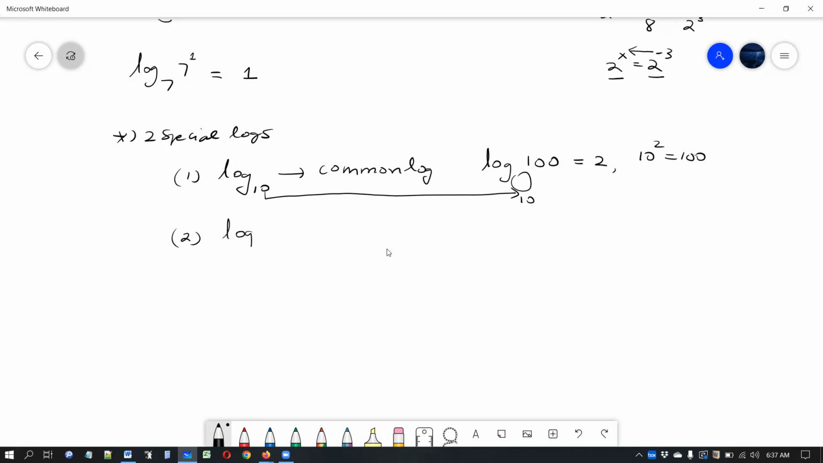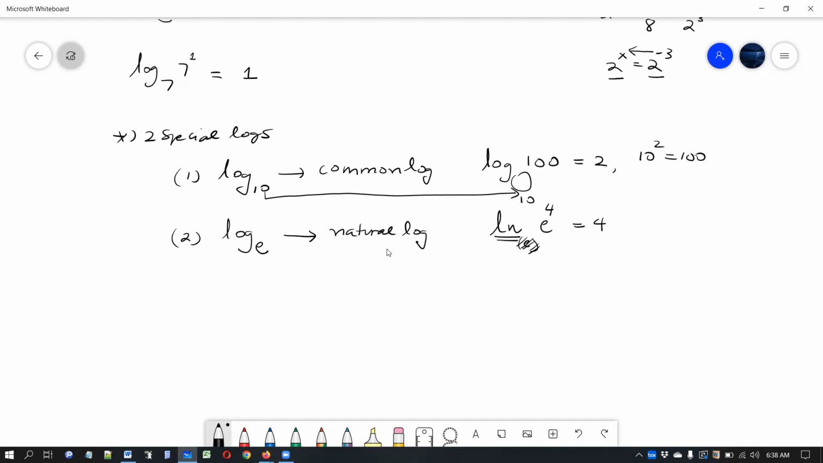Second one, log base e of something. Log base e is called a natural log. Okay, so when you have a natural log, it is common not to write log base e. It's normal to write ln of something. Let's say ln of e to the 4, as we've seen before. The answer to that is 4. So the base becomes invisible. They don't write it. They just write ln.